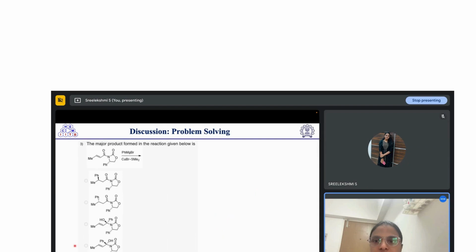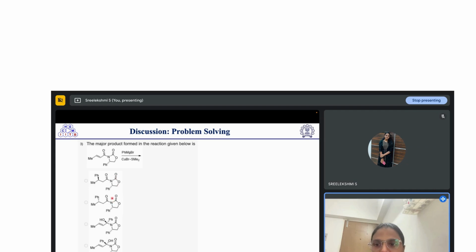Now, moving to the next question: the major product formed in the reaction given below. That is, this particular chiral auxiliary attached alpha beta unsaturated ketone. To that, we are adding phenyl magnesium bromide. But the main thing to be noticed here is that we are adding it in the presence of copper bromide dimethyl sulfide complex. So, out of the four options given here, which will be the major product?